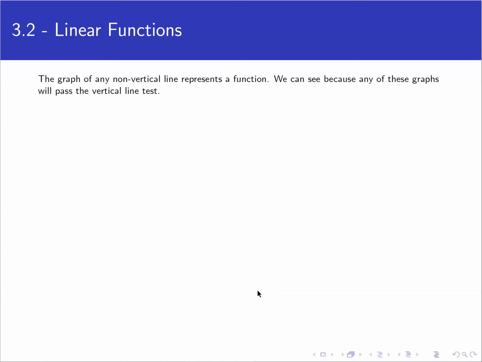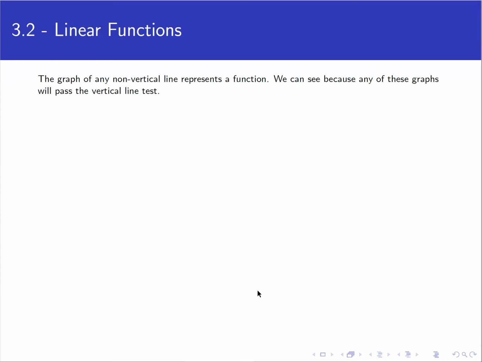In this video, we're going to talk about linear functions. So we've talked about what functions are in general. We're going to talk about this specific class of functions, which are just going to be lines. We've already talked about lines as well. If we notice about the graph of any non-vertical line, we get a function. It's because any of these graphs will pass the vertical line test.